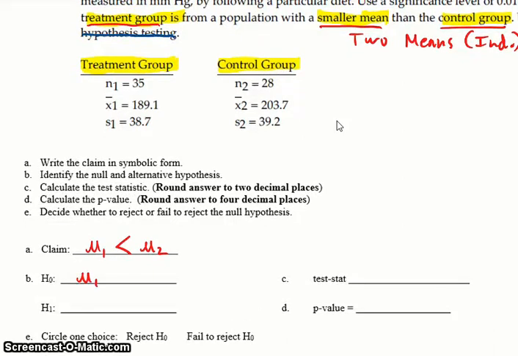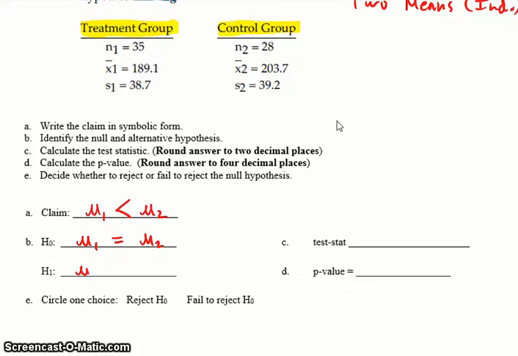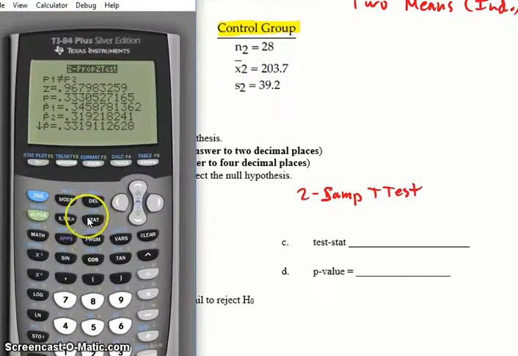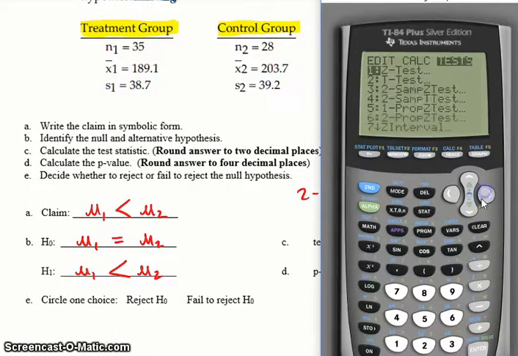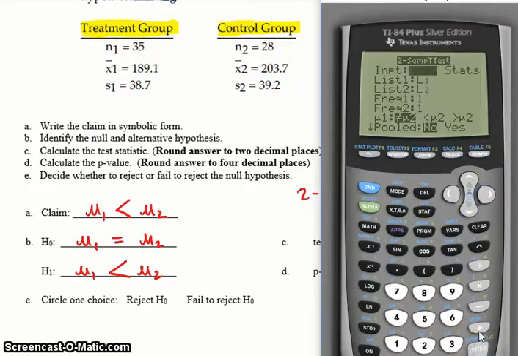The null is always that there's no change, which means it's equal. It's always an equal sign. The alternative, in this case, because the claim contains a less than sign, is the same as the claim. All right, so once we have that, we're going to use, again, 2-SampTTest. So let's go to stat, go to tests, 2-SampTTest. We're not given data. These are statistics, so we're going to go to Stats.